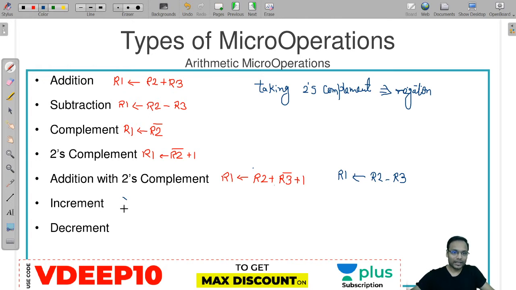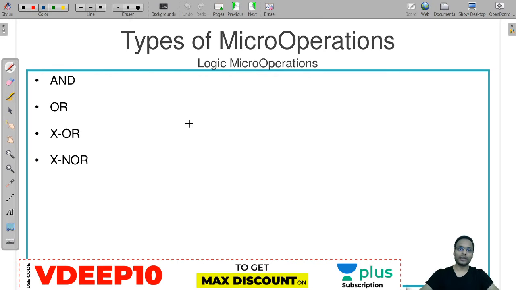What is increment? Increment is this: R1 is equal to R1 plus 1, and decrement is subtract 1 from R1. So R1 is equal to R1 minus 1. These are the basic micro operations, right? Okay, that's good. So many people know about this. Let's go for the next one.